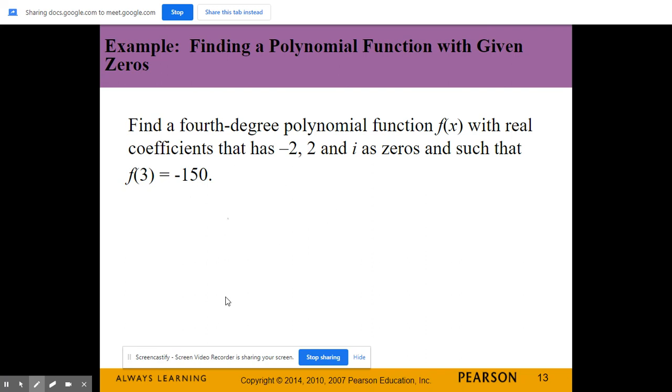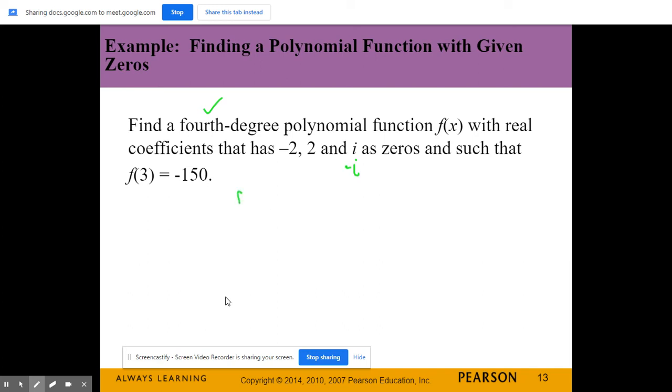This is basically the same question as the last one. This time it says it's a fourth degree, so that means I know there's going to be 4 factors that we're going to multiply together. In this case, one of them is -2, one of them is 2, and then one of them is i. The fact that one of them is i means, again, negative i is also one. So those are the 4. I expected there to be 4, and those are the 4.